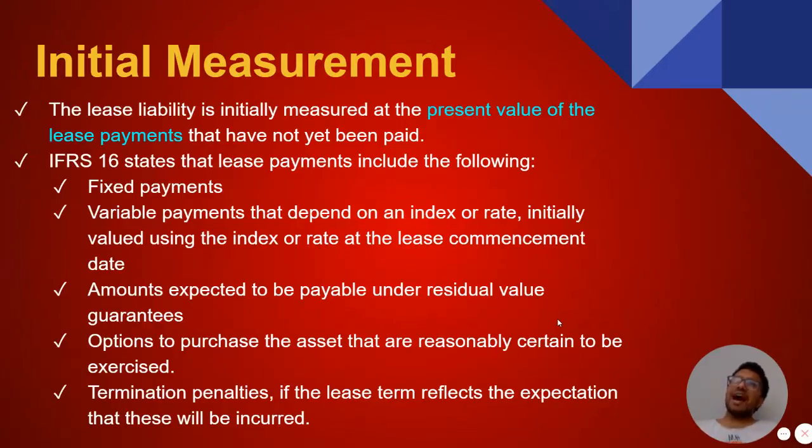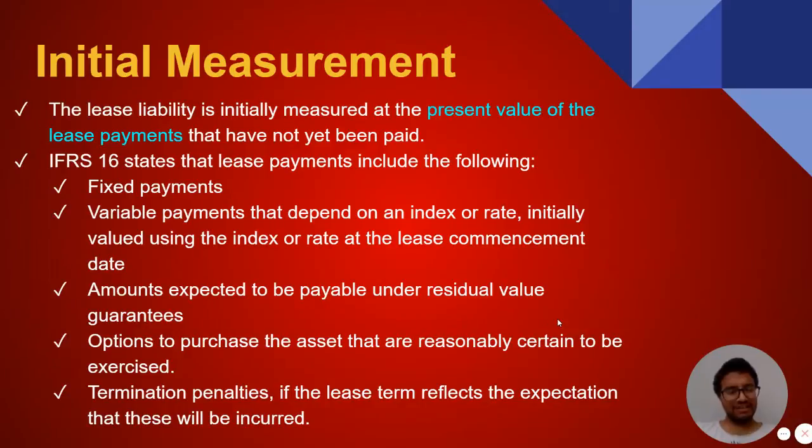In IFRS 16, when we are measuring leases, the initial measurement is always at the present value of the lease payments. The lease payments include the following: fixed payments, variable payments which could be based on an index or something else, and amounts expected to be paid in the form of residual value guarantees. Another thing is, if you have an option to purchase the asset and it is reasonably certain that we will exercise it, then that is also included.